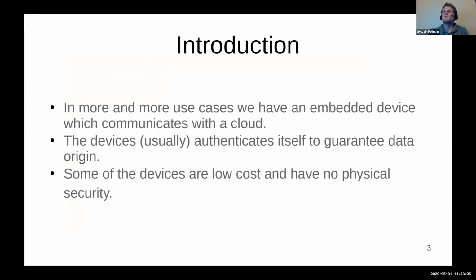So today we will speak about clouds and IoT. Sorry about that. But we figure out that in more and more use cases, we have an embedded device which communicates with a cloud. And usually this device authenticates itself to guarantee data origin, because you don't want any rogue device to be able to send data to your cloud. And you want to guarantee the authenticity of your data. However, usually these devices are low cost and they have no physical security or very low physical security, which means that we should be able to apply standard hardware attacks.